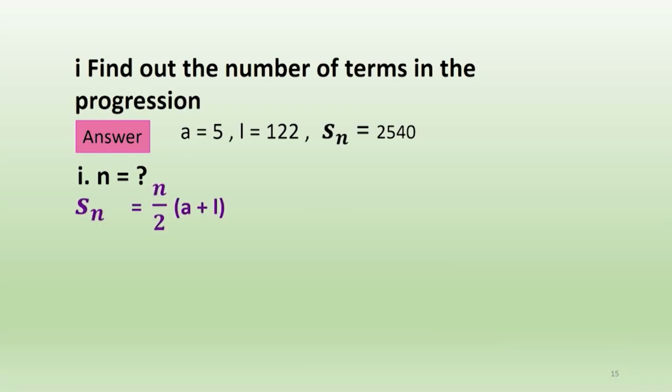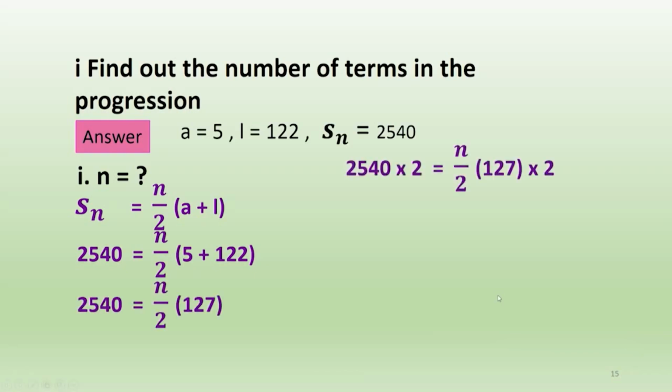Then we have to substitute the values. Sn equals n over 2 times (a plus l). Let's substitute. Sn means 2540. For n over 2, we can't substitute any value for n because we don't know n; we have to find it. Then n over 2 times (5 plus 122). First term is 5, last term is 122. We substitute that, then we can simplify the bracket.